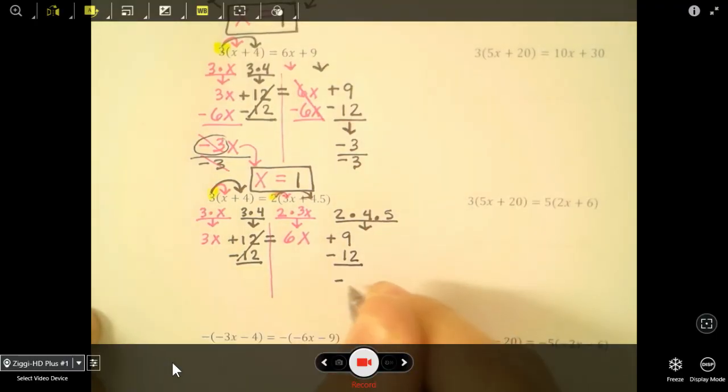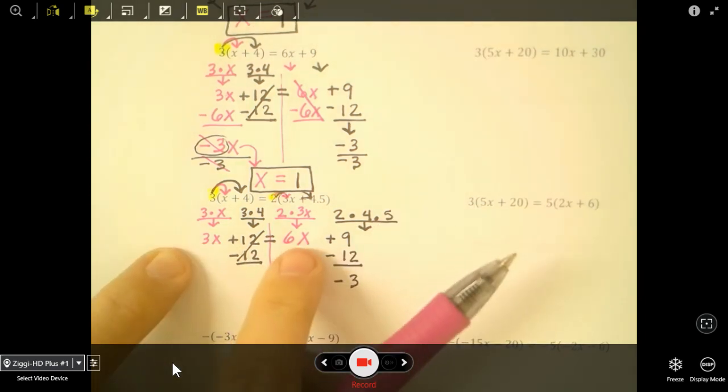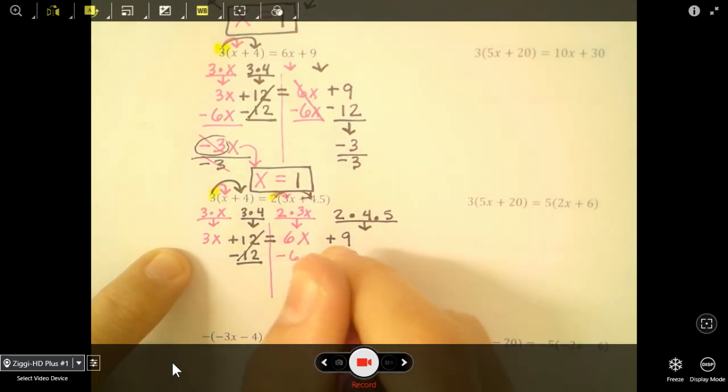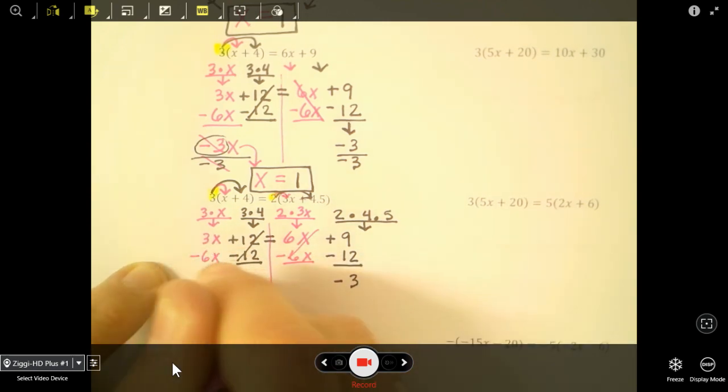So I'm going to write right here, negative 3. I then want to move this 6x to the left. So I got to do the opposite of a positive 6x, which is going to be subtracting 6x. That becomes a 0 set. And then I got to subtract that 6x from the left.